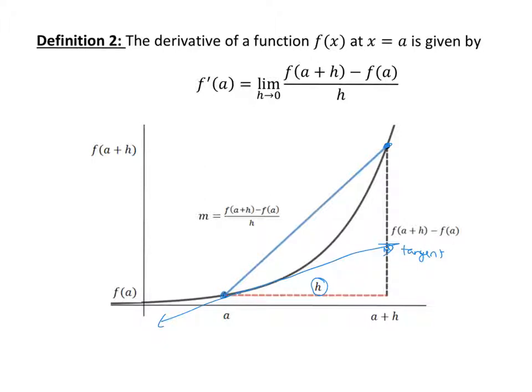Well, we're going to make h go to 0. When we cause this x value to go closer to a, h is going to 0, and that's what we see in the definition. I'm going to do an example using this definition just so you're familiar with it as well.